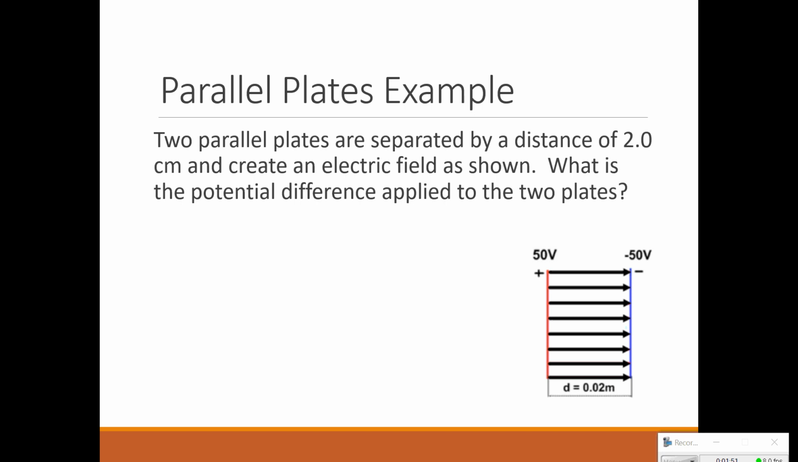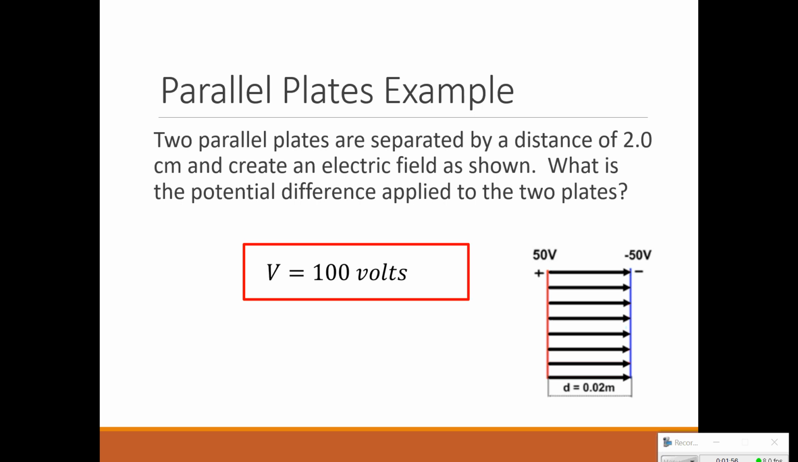So what's the potential difference between these two plates? Well, it's just the difference between the two, 50 and negative 50. And that gives us 100 volts of potential difference. So that is the potential difference, or the difference in voltage between the two plates.